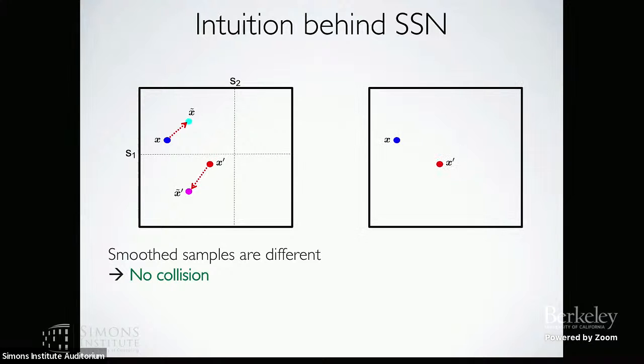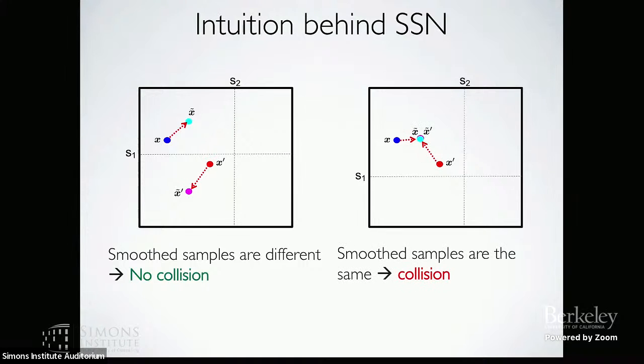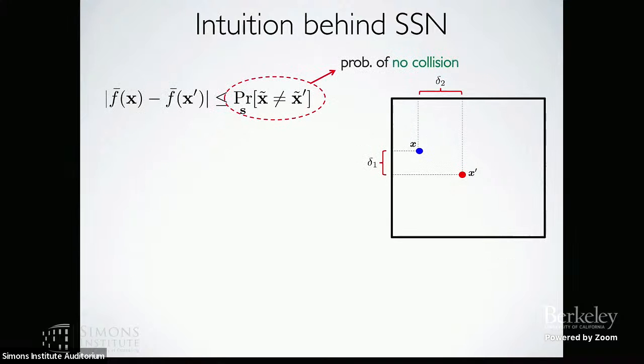But because we are drawing these splitting variables randomly, with some chance they may happen to be in the same quadrant. And therefore, they're going to be mapped to the same point. So here you have a collision. With some probability, you have a collision. Now let's look at the difference between the output of the smooth function at x and x prime. It is very easy to show that this is bounded by the probability that their smoothed versions do not collide. Because if they collide, you get the same value. If they don't collide and the function is bounded, with range between 0 and 1, you get this probability. It is very easy to show that.